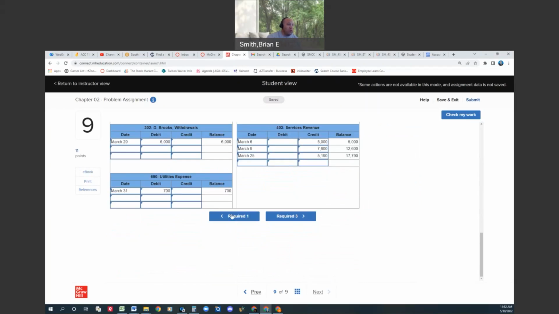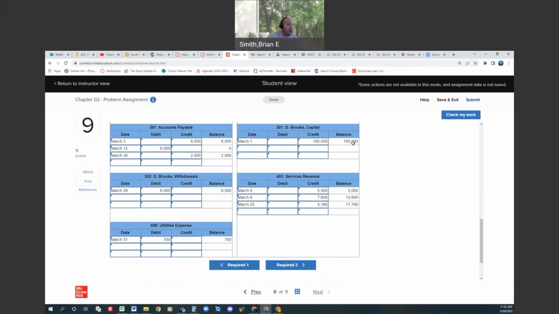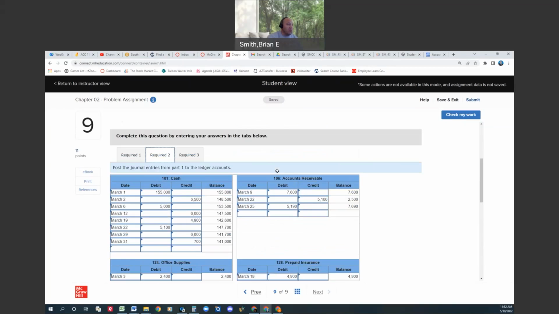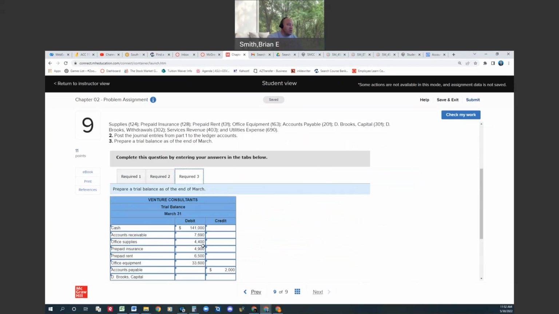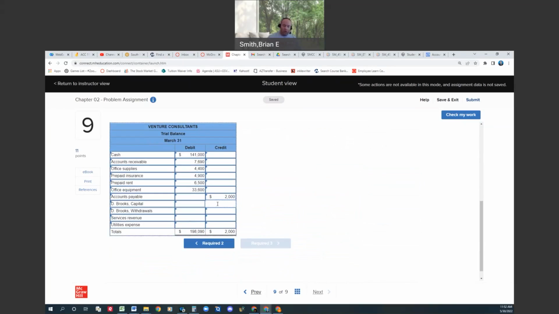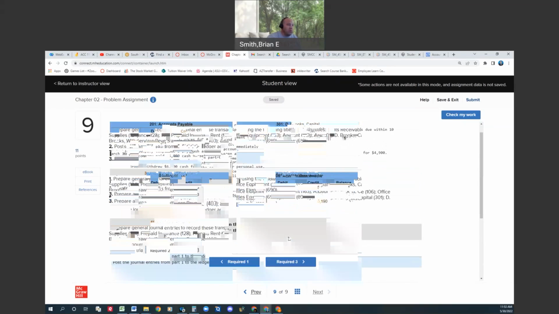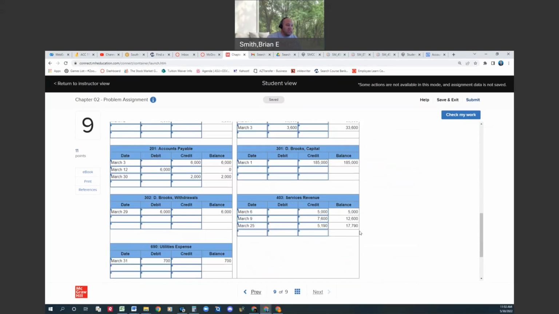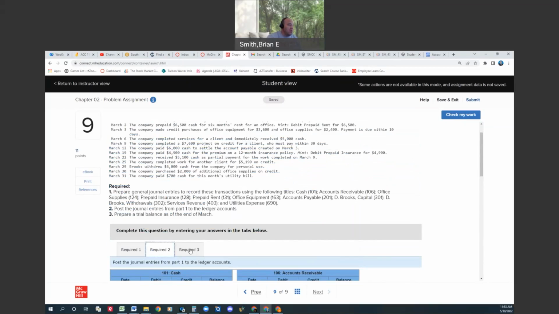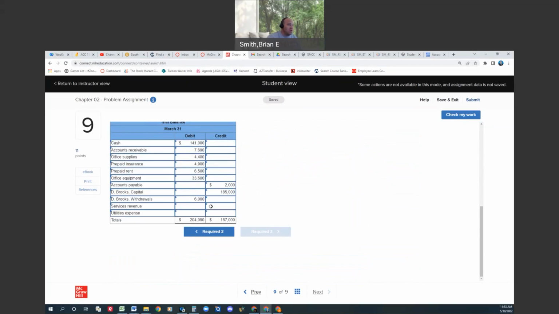Then let's go down and find out what the owner's capital was. 185,000. Withdrawals is 6,000. 185 and 6. 185,000. And then our withdrawals account's normal balance is a debit. Now we need the revenue. Revenue is 17,790. Normal balance is a credit. And then I remembered that our utilities expense was 700, and that's a debit.